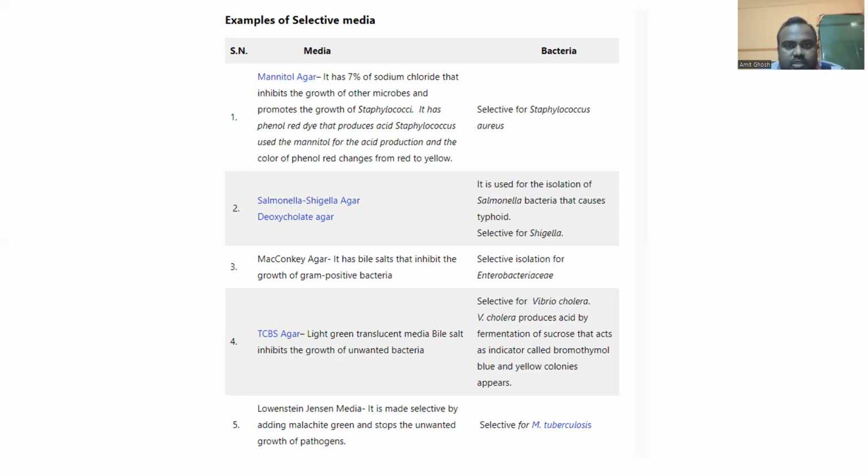This is the introductory session on the elements and their role in media for bacterial growth.